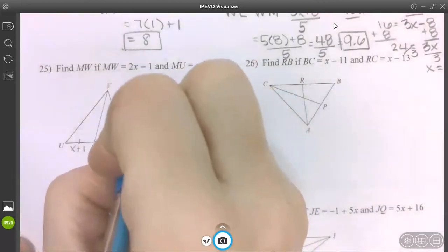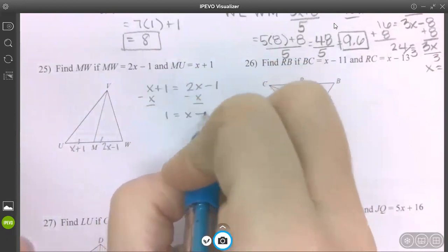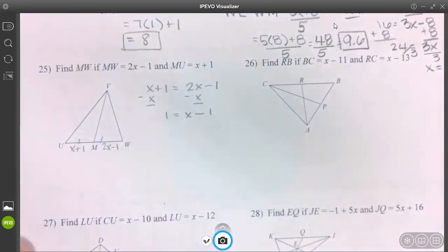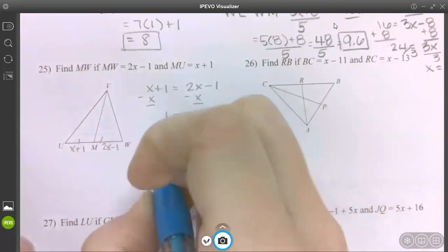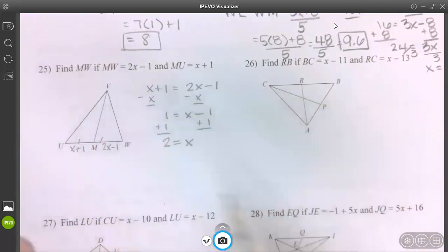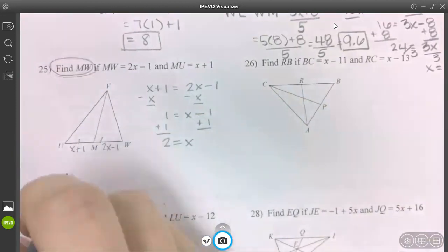We're going to solve for x. So we're going to subtract our littlest x, which is 1, and we get 1 equals x minus 1. We're going to add 1 to both sides, and we get 2 equals x. However, it didn't ask for x. It asked for MW.